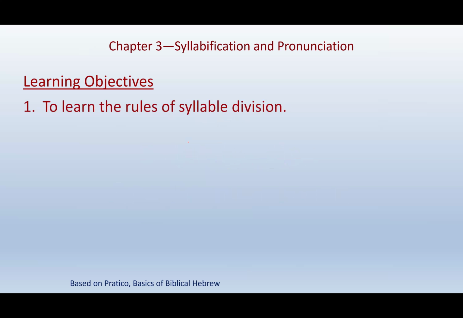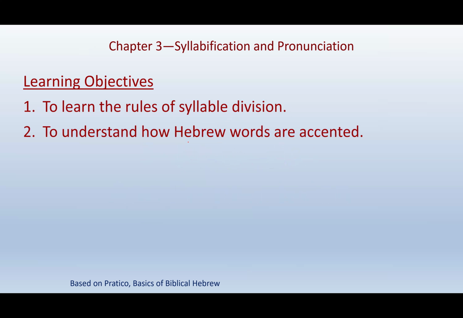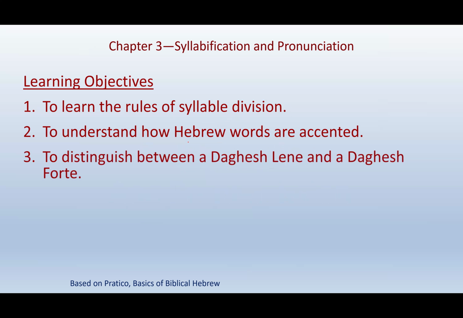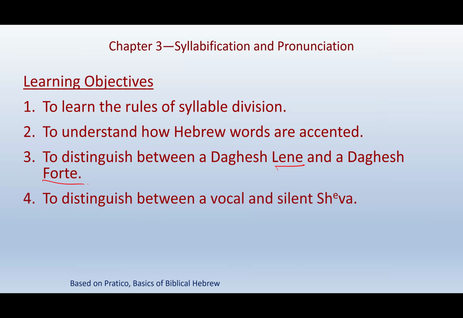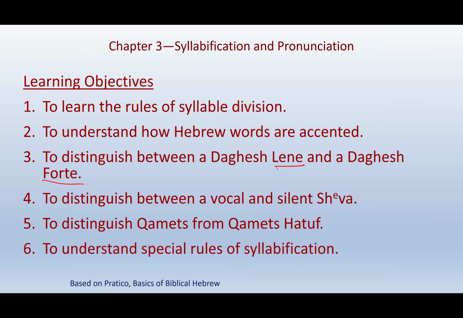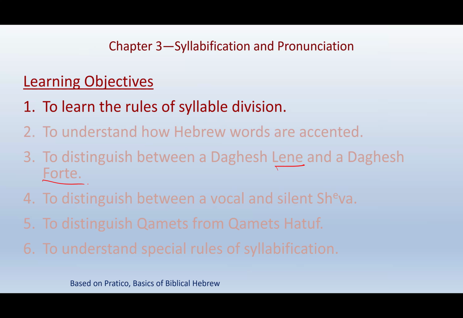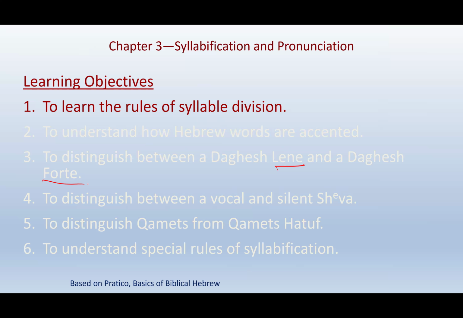Okay, so today we're going to learn the rules of syllable division, which is pretty easy. Understand how Hebrew words are accented, and distinguish between a Dagesh lene and a Dagesh forte. That would be a weak Dagesh, lene, and forte, a strong Dagesh. Distinguish between a vocal and silent Sheva, and distinguish qamets from qamets hatuf. Larry talked about that a little bit ago. And then some special rules for syllabification. That's where we're headed. We're going to start with rules for syllable division.